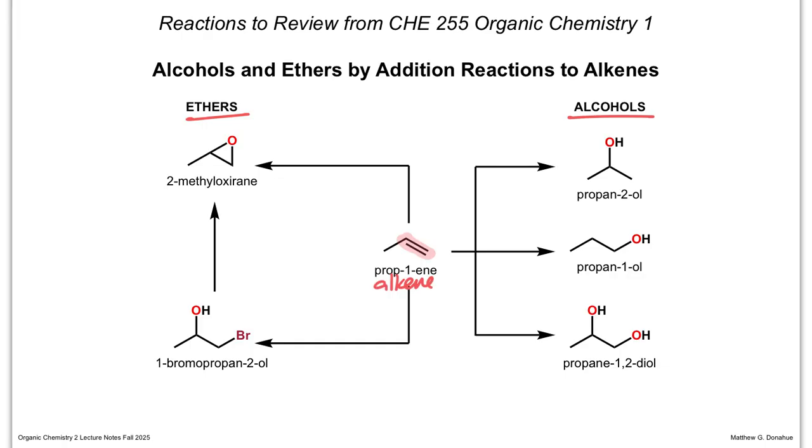So one of those was hydration. You can take an alkene, you can treat it with acid, and that's going to do a hydration. So I'll just draw this H in there so that you can see it's added OH across that pi bond. And so that makes a secondary alcohol.